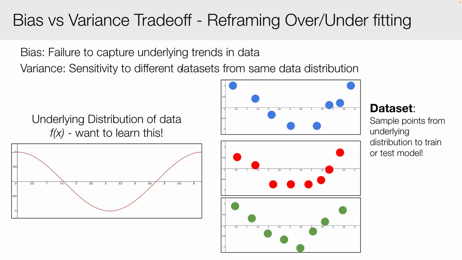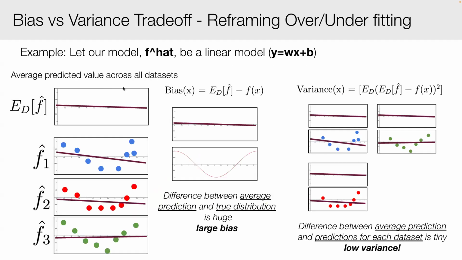Let's define bias and variance through an example. Before I explain what those are, I know there's a lot going on in this slide, so let's look at what our model is. I'm going to call our model f hat for the next couple of slides. Let our model be a linear model, y equals mx plus b, or y equals wx plus b in this case, and we want to tweak w and b in such a way that the line fits the cosine function.